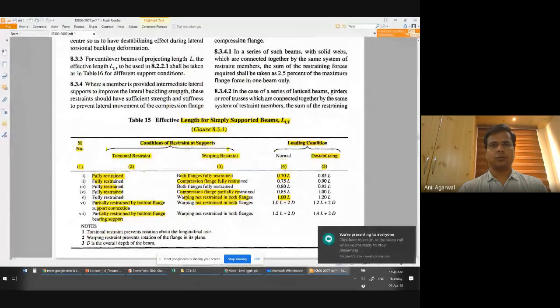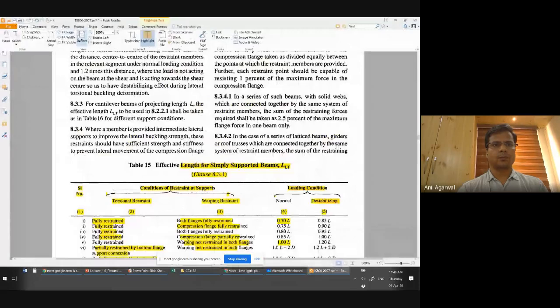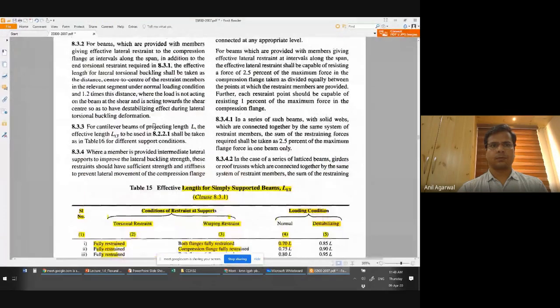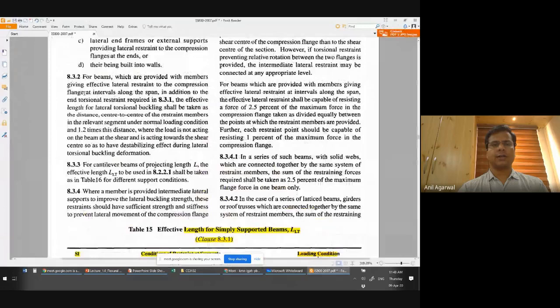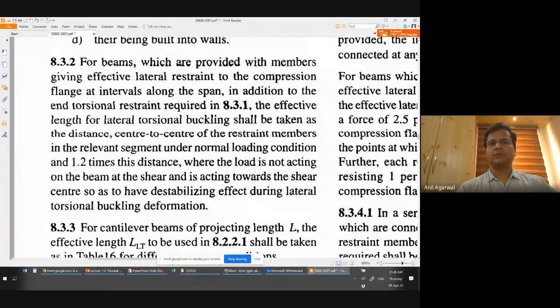Read clause number 8.3.2. For beams which are provided with members giving effective lateral restraint to the compression flange at intervals along the span, in addition to the end rotational restraints required in 8.3.1, the effective length for the lateral torsional buckling shall be taken as distance center to center for the restrained members in the relevant segment under normal loading conditions, and 1.2 times the distance where the load is not acting on the beam at the shear center and is acting towards the shear center so as to have destabilizing effect during lateral torsional buckling deformation.